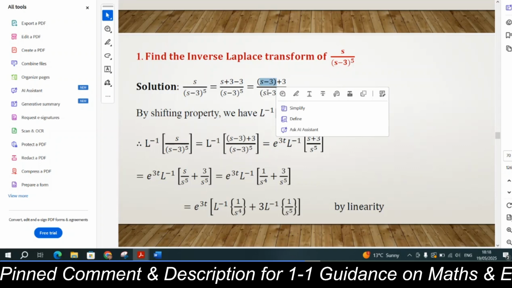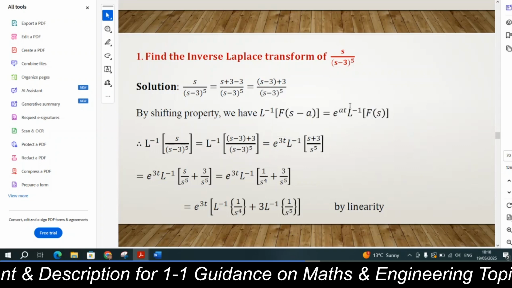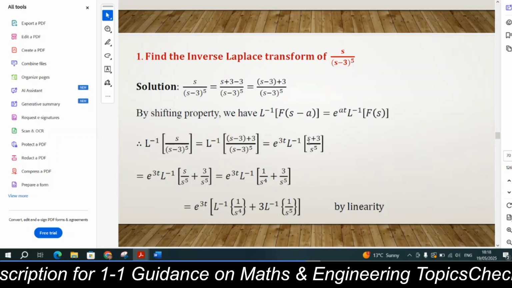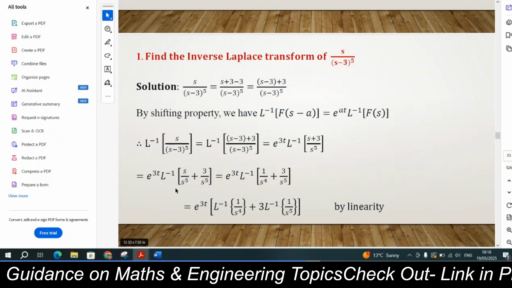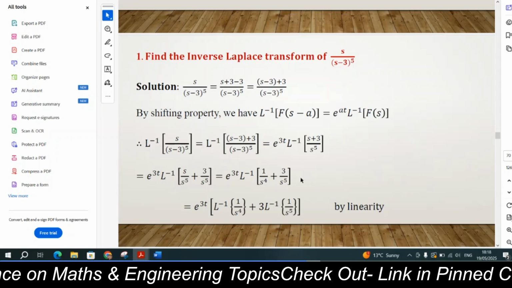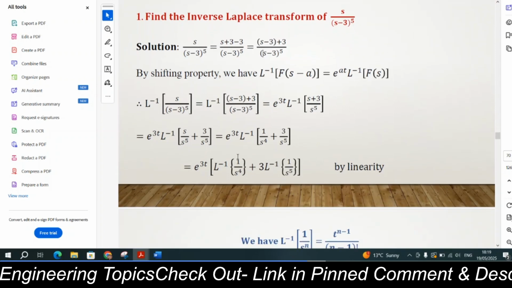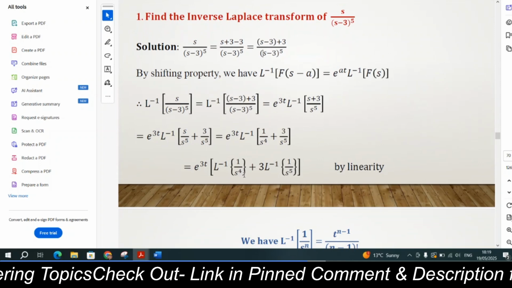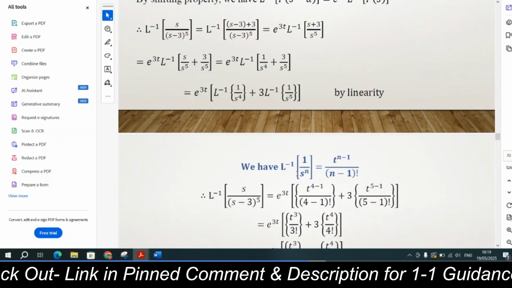Let's move on to some problems. So you have inverse Laplace transform of s upon (s minus 3) raised to 5. We are writing it in terms of s minus 3 so that we can use the shifting property. Since you have written it as a function of s minus 3, you will multiply it by e raised to 3t, and s minus 3 will be replaced by s. So it becomes (s plus 3) upon s raised to 5. And e raised to 3t into s upon s raised to 5 and 3 upon s raised to 5 will be written separately.